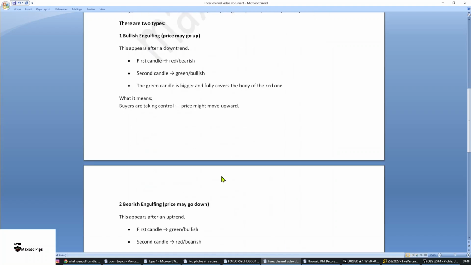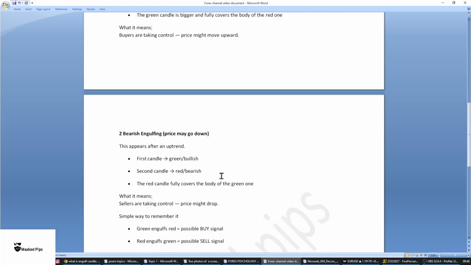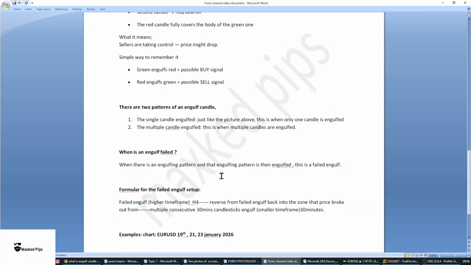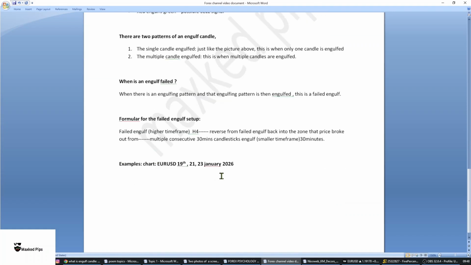So we have the bullish and the bearish engulfing candlestick. So when is an engulf failed? An engulfing pattern is failed when an engulfing pattern is then engulfed. So when there's an engulfing candlestick and that engulfing candlestick is then engulfed by another candlestick or by a set of candlesticks, then that is a failed engulf. We're going to see more of that when we go to the chart.